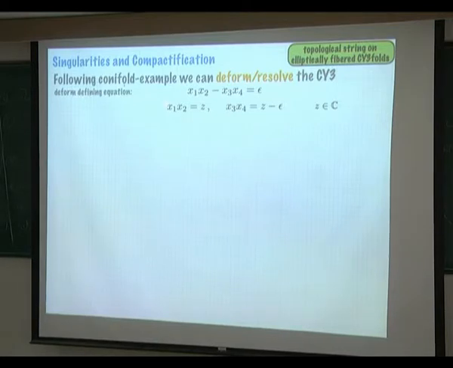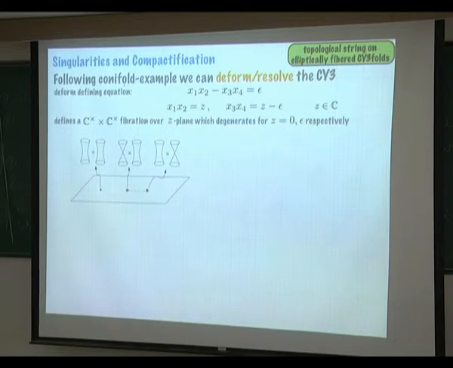This allows me to split this equation in two ways. In a more suggestive way, I can write it like that. I can write the product x1 x2 equals z, and x3 x4 equals z minus epsilon, for complex variable z. Geometrically, each of these equations basically defines for me a C star cross C star fibration over the z plane, which degenerates at 2 points, z equals 0 and z equals epsilon. So at a generic point, I have these C star cross C star fibers, which degenerate at these 2 points. The line connecting them is essentially an S3.